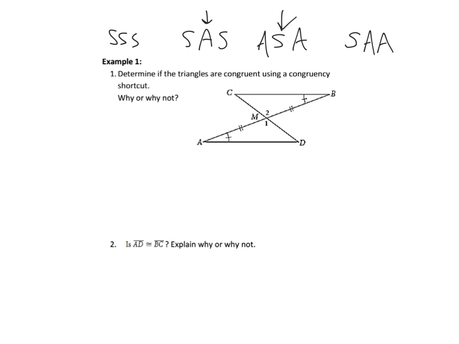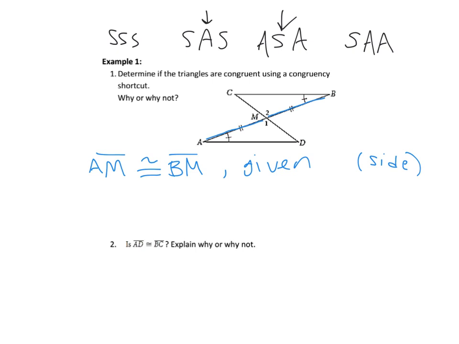Alright, so if we look at this example, I see that AM is congruent to BM because of those hash marks. So AM, which is a segment, is congruent to BM, also a line segment. And I know that because it was given to us. So I'm going to write it like I was doing a proof. And that is a side. Just a little note for us.